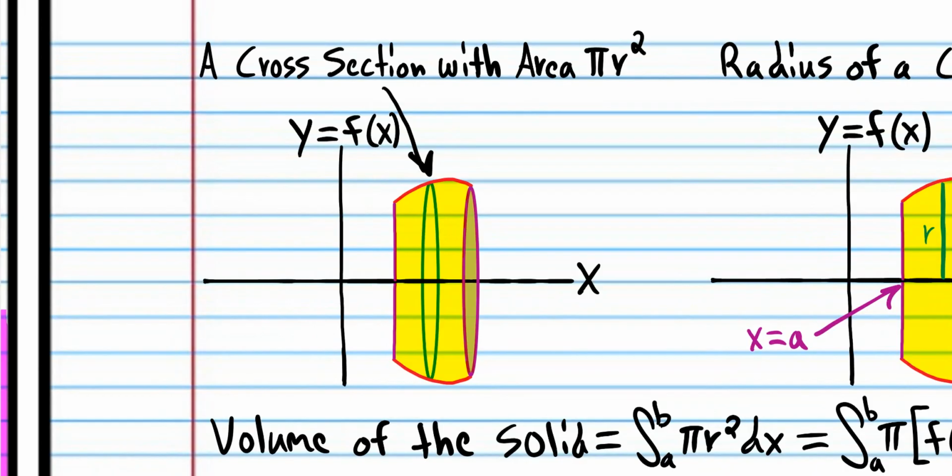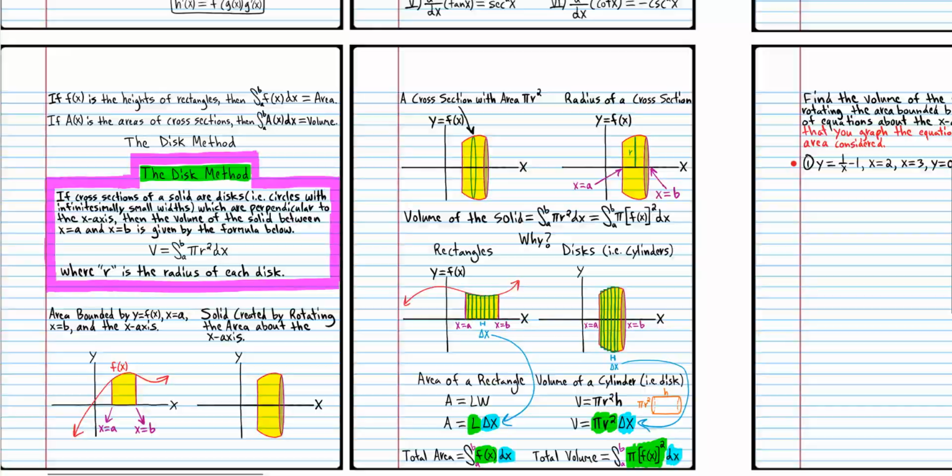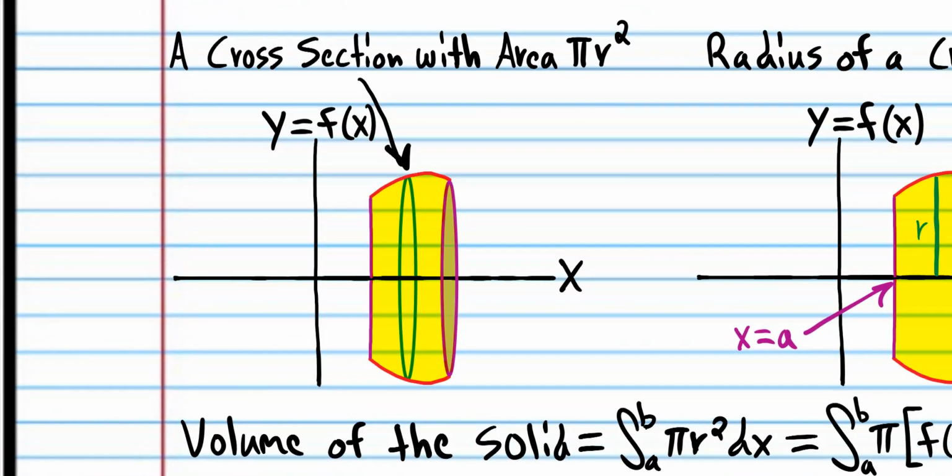Now, the cross section of that shape is a circle, as you can see here. If you cut straight down into the cup, parallel to the top of the cup, the cross section is a two-dimensional shape, and it's a circle, that green circle. The area of the circle is pi r squared. Remember, if you want to find the area of a circle, you multiply pi times the radius squared, and that gives you the area.